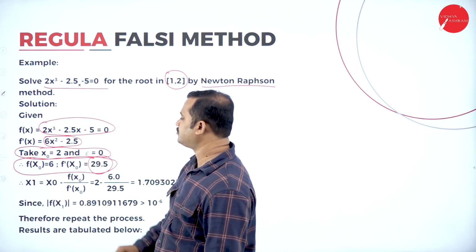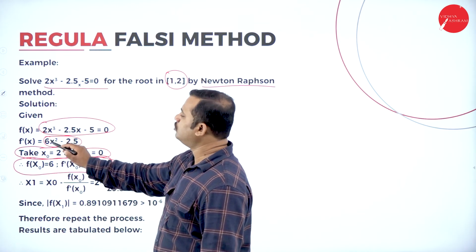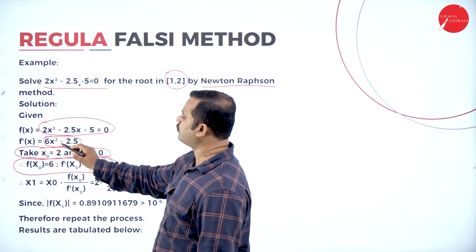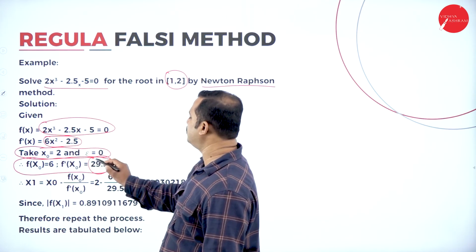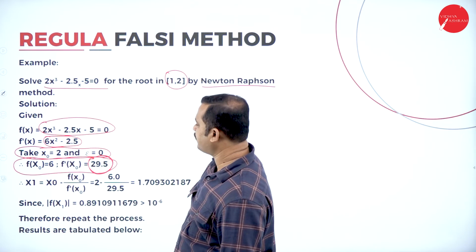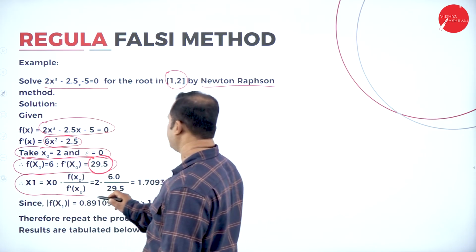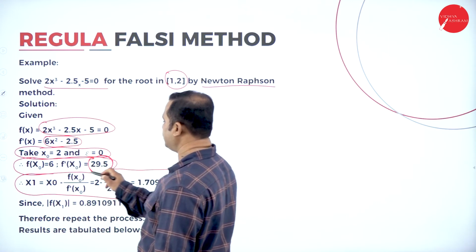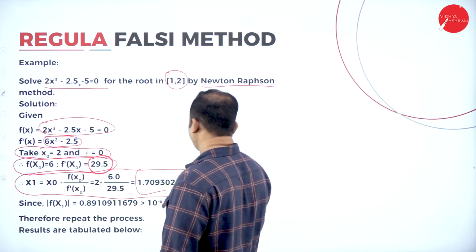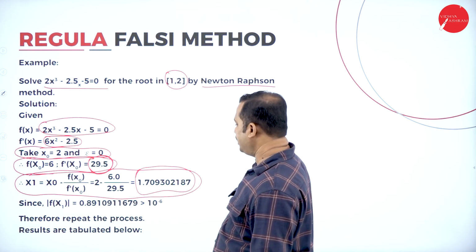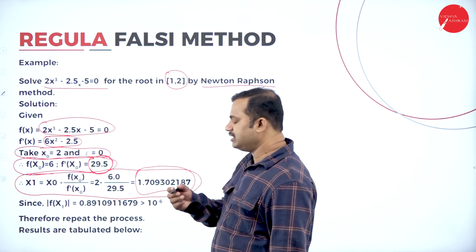If I substitute this value, that is x equal to 2, 2 square is 4, 4 into 6, 24, 24 minus 2.5, that gives this value, f dash of x0. Then we have this formula, that is x1 equal to x0 minus this. We will get this value, that is 1.709302187. But I have to make the decision.